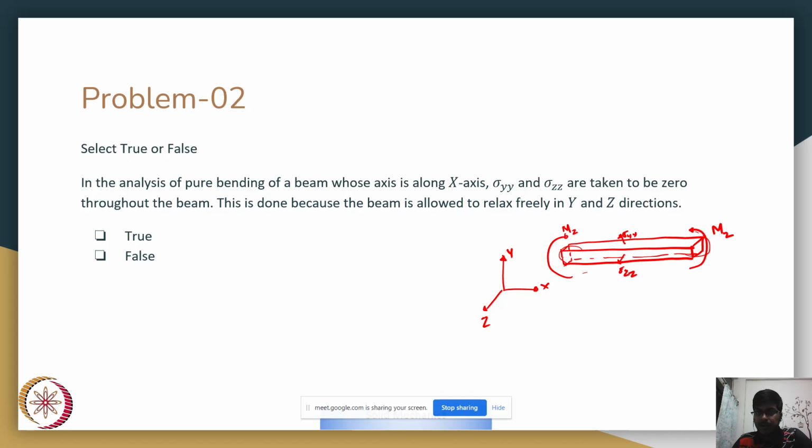So in that case, you have no loads acting either along y or along z axis, and therefore we can take sigma yy and sigma zz to be 0 while analyzing this beam. Okay, true. So this statement is true.